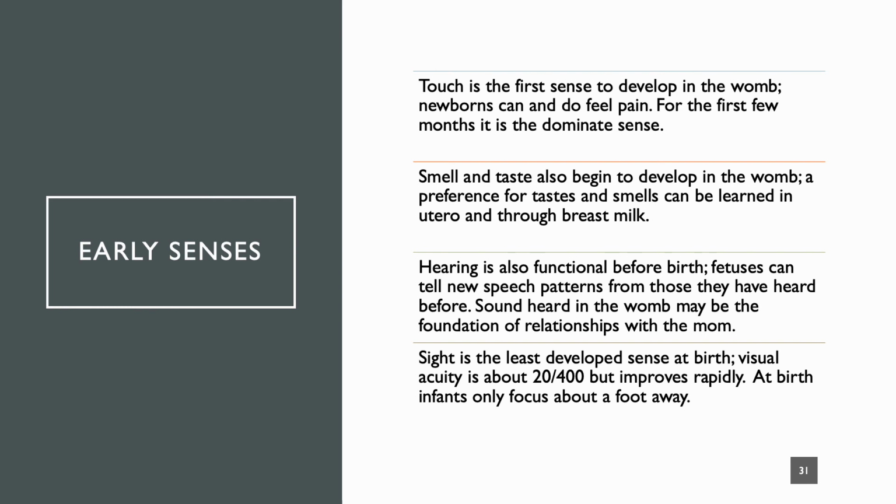And then sight is the last to develop, and it develops at birth. Visual acuity is only about 20/400, but it improves rapidly. At birth, infants only focus about a foot away, which is why you see so many people holding babies so close. This is important for the baby. That's what they're seeing.